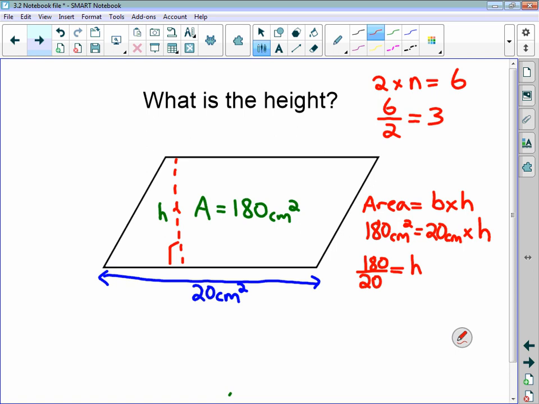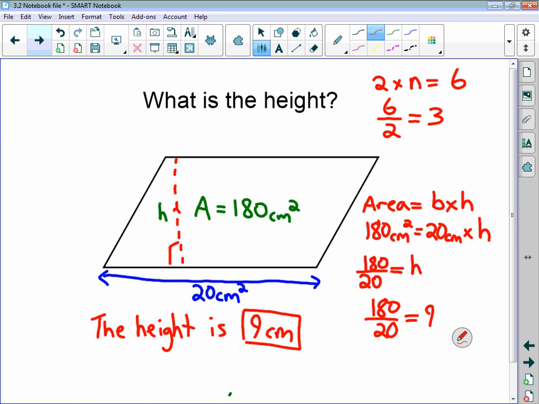So 180 divided by 20 is equal to, well, 18 divided by 2 is 9 with the 0, so it's equal to 90. Or sorry, I'm dividing by 20. Whoops. 180 divided by 20 would just be equal to 9. So I have my answer here. The height of my parallelogram is 9 centimeters, not 9 centimeters squared, just centimeters.